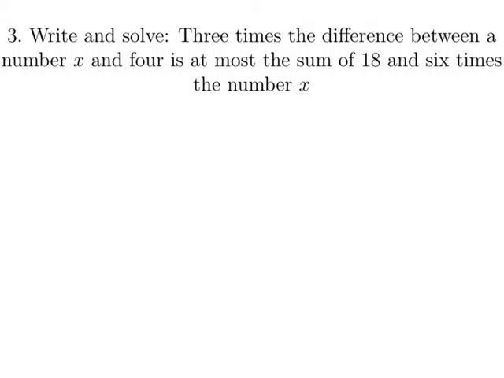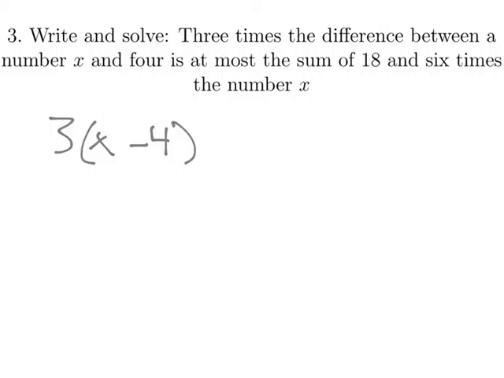For number 3, we have to convert words into an expression. So here I have 3 times the difference between a number x and 4 is at most the sum of 18 and 6 times the number x. So let's go over this. So 3 times a difference between a number x and 4 is at most.